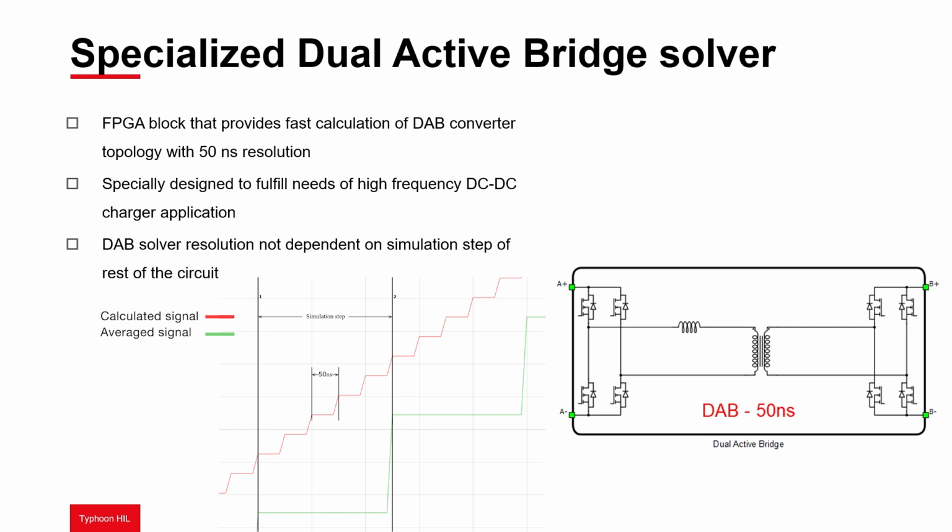For this reason, you cannot observe the values of the variables inside the dual-active bridge converter with a 50 nanosecond sample frequency in SCADA, nor at the analog outputs of the HIL device. Those values are kept inside the FPGA block, and only the average values are accessible and displayed.